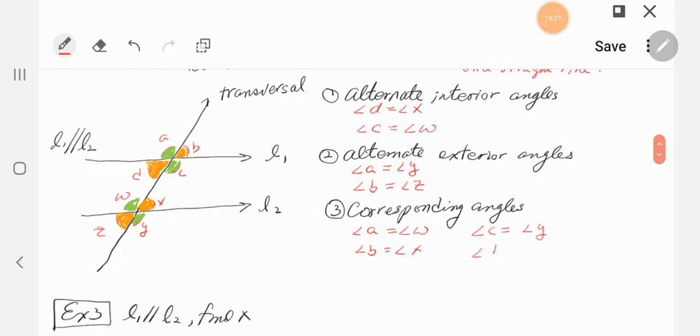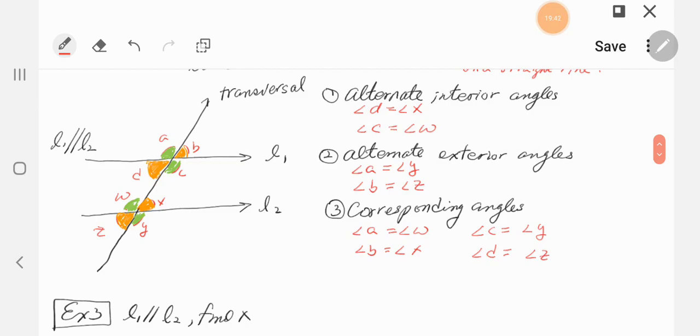Okay, angle D. Angle D is from line 1, lower left corner, right? Lower left side. So from line 2, lower left is Z, angle Z. So we call this corresponding angles.